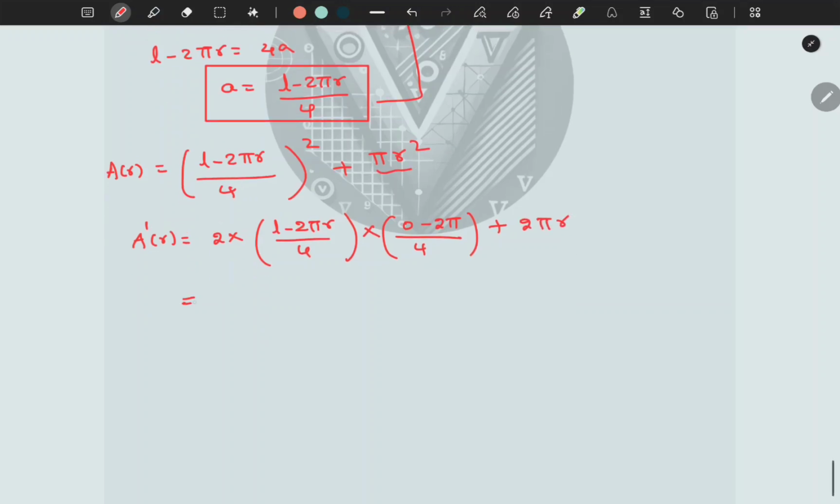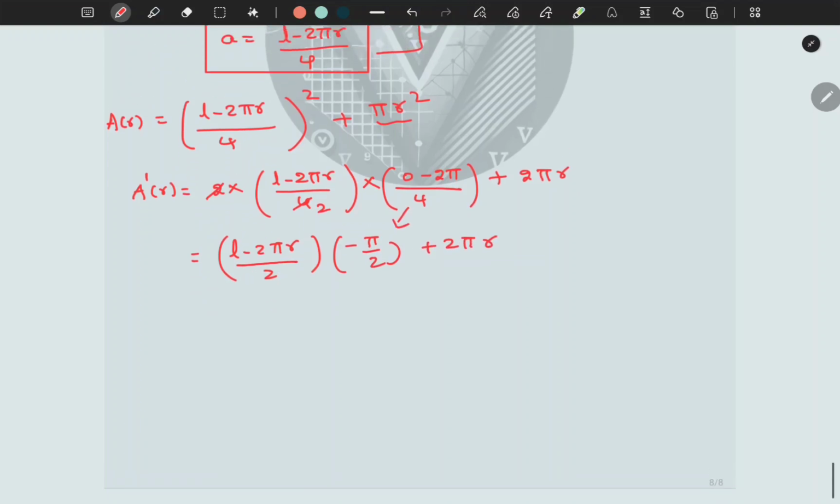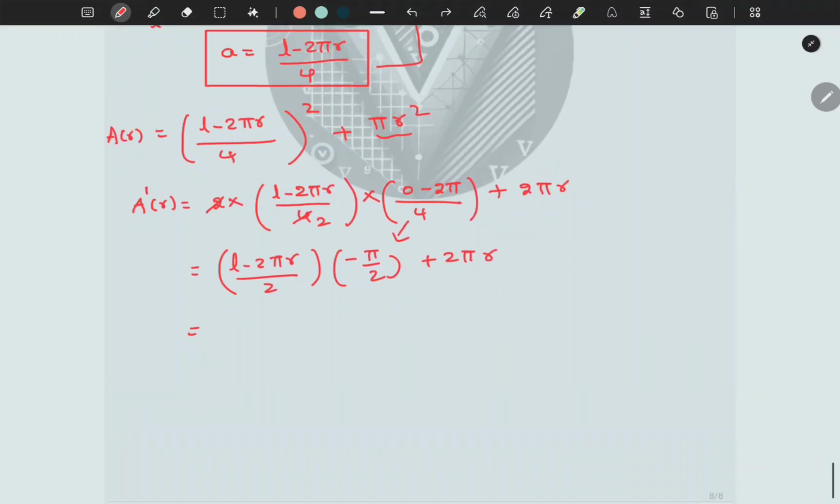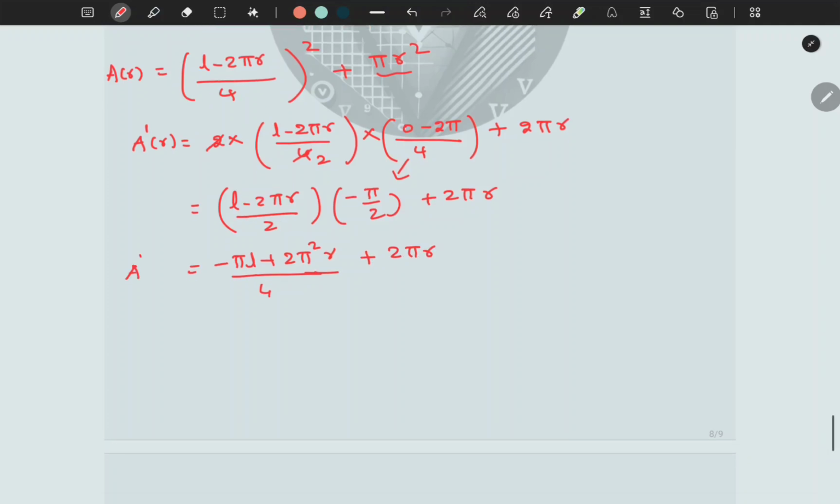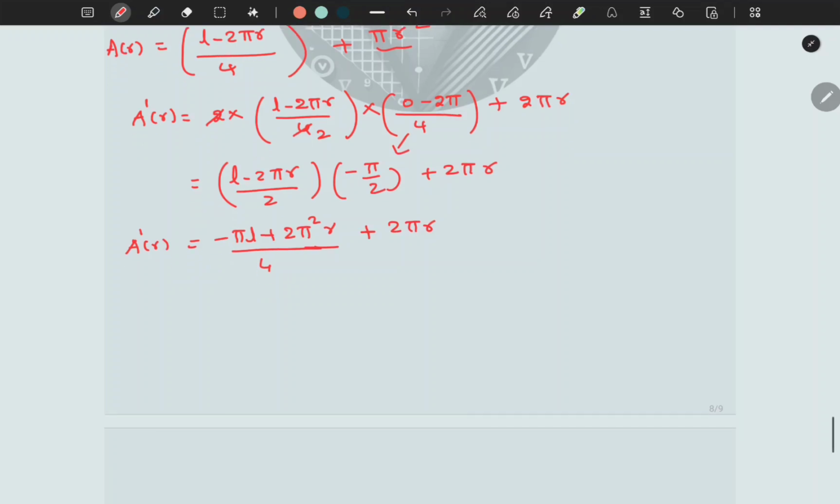The derivative of pi R square should be 2 pi R. So ultimately we get, so this can be cancelled, L minus 2 pi R divided by 2 into minus 2 pi by 4, that can be written as minus pi by 2, plus 2 pi R. Now if we multiply this, we will be getting minus pi L plus 2 pi square R divided by 4, plus 2 pi R. I hope you understood this step. So this is the expression for A dash of R.